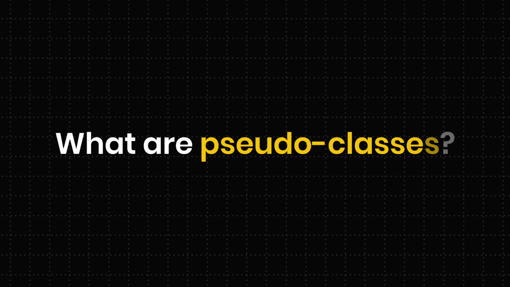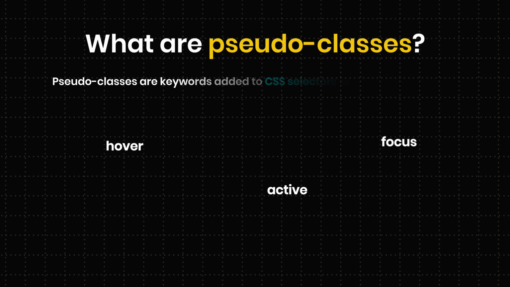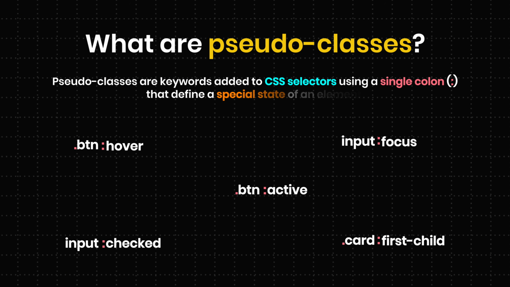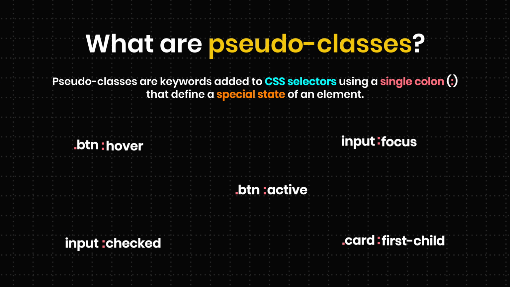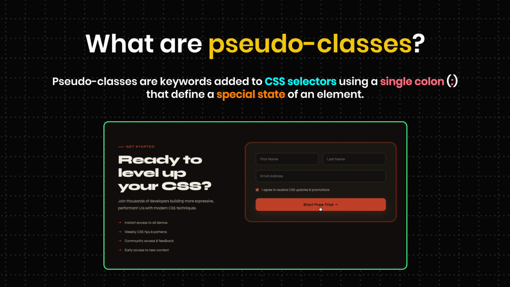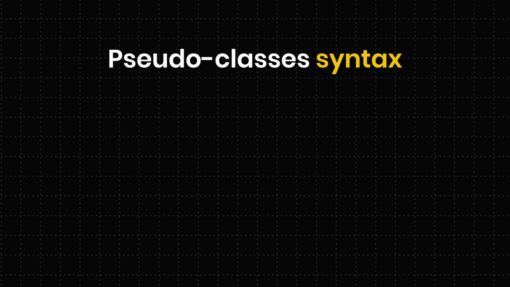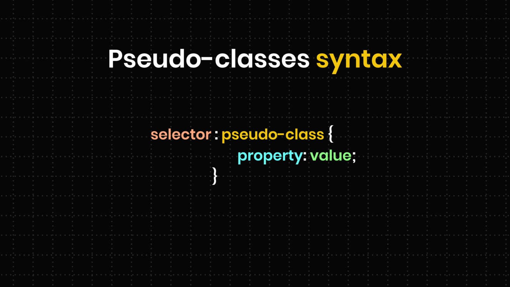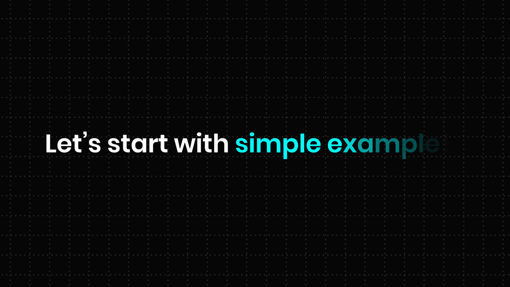What are pseudo-classes? Pseudo-classes are keywords added to CSS selectors using a single colon that define a special state of an element. They let you style elements based on things like user interaction or state. The basic syntax looks like this: selector, pseudo-class, property, value. Let's start with a simple example.